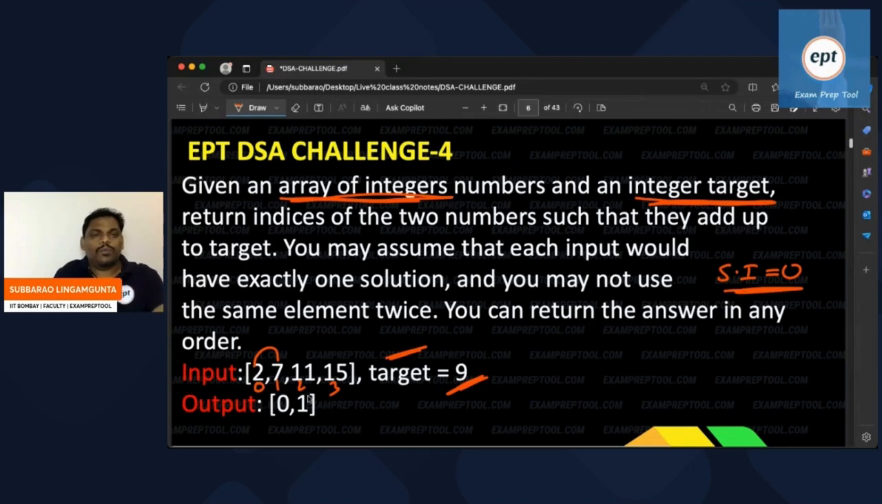How to solve this problem? I am going to explain. Yesterday I gave this problem, and I hope you tried it too. Let me give the answer for this.